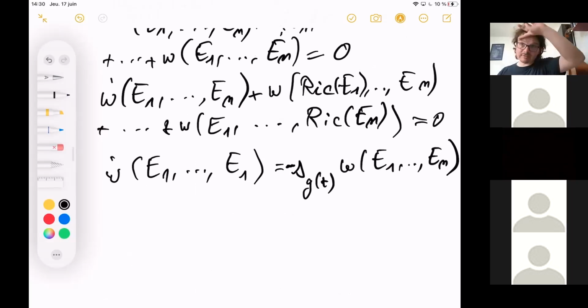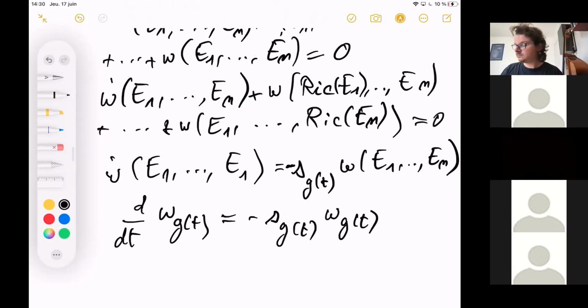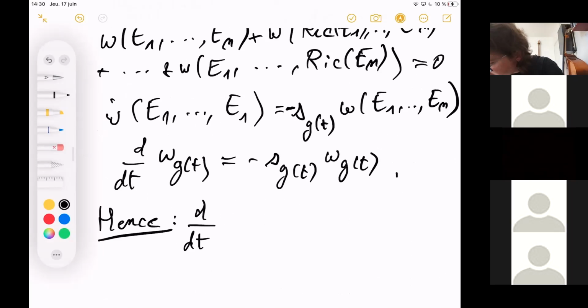Okay, so now that we have that the volume form itself satisfies d over dt of omega g(t) is equal to minus the scalar curvature times omega g(t), we can look at the evolution of the volume of a solution of the Ricci flow.